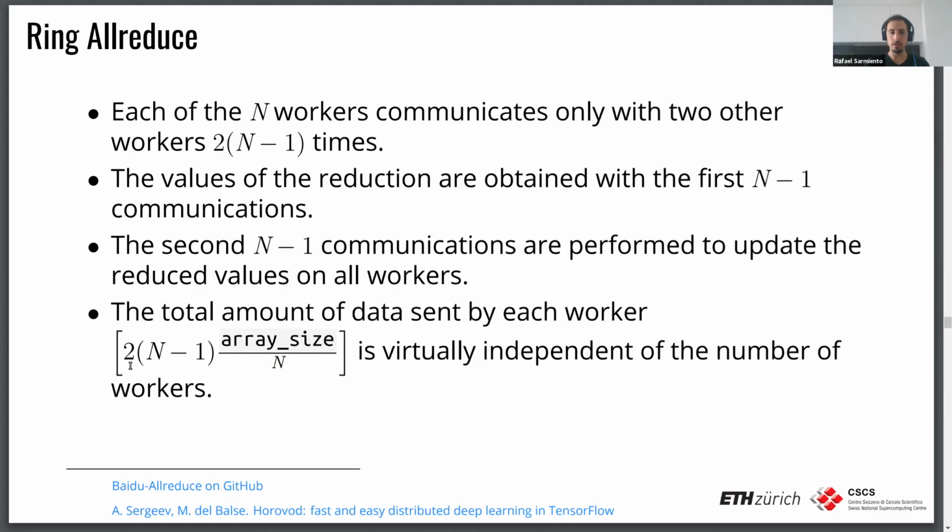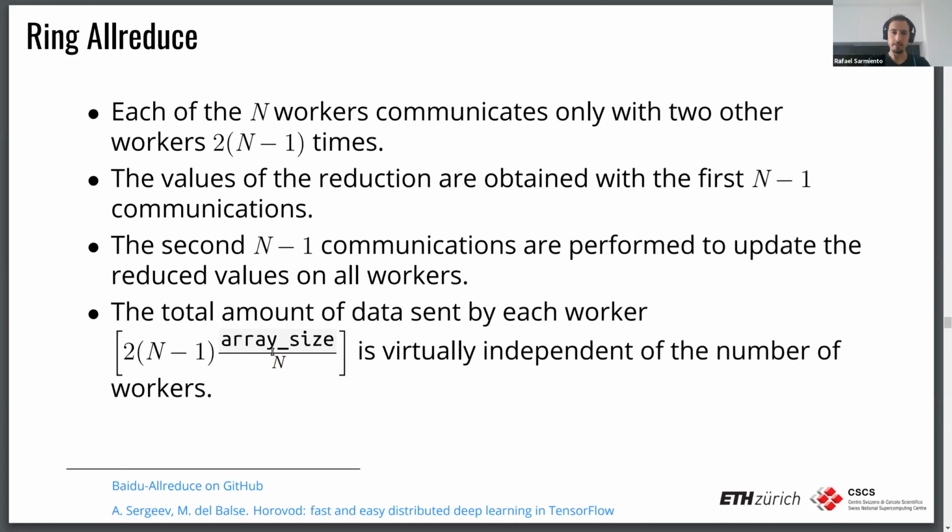Because if you look here, you have 2n-1 communications. And always the data sent is the array size divided by n, which is the number of workers. If n is large, n-1 divided by n is pretty much 1. So for very large n, the total data sent is constant, and it depends on the array size only, which depends on the model, not on the number of nodes.